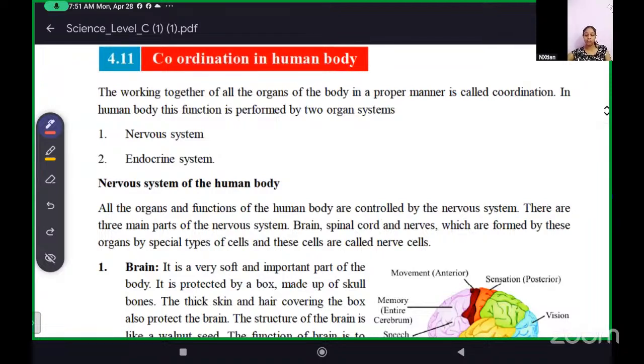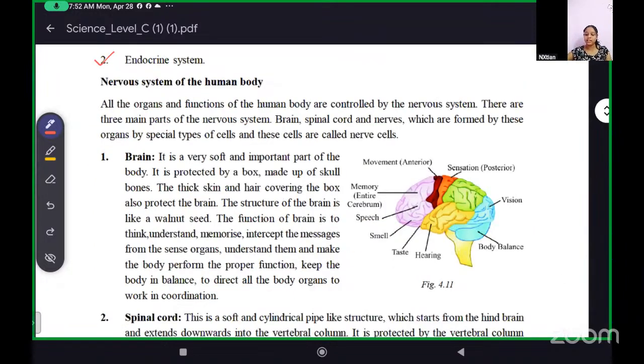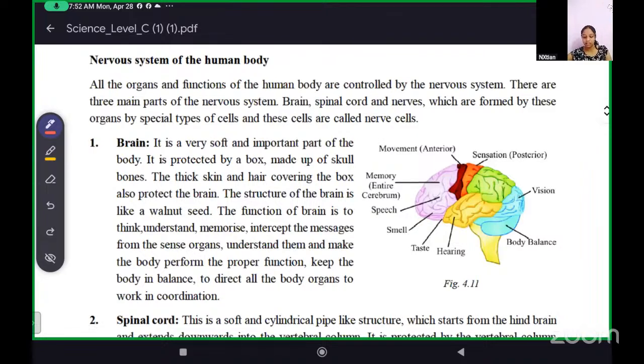Okay, now in coordination, there are two types of organ systems. One is the nervous system, and the other is the endocrine system. We will talk about both of these in detail. First is the nervous system of the human body. All the organs and functions of the human body are controlled by the nervous system. The nervous system is a system of nerves connected together to the brain.